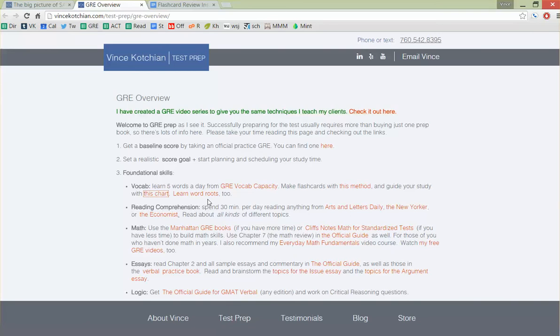Now for reading comprehension, I like to say 30 minutes a day, whatever you have time for really. And here are some great sources. I particularly like The Economist. You want to read about all kinds of different topics because your background knowledge of a topic is important in the comprehension of that topic. So if you get a passage about, like, architecture, it helps if you've read something about architecture at least once in your life, and you'll have just a bit of an easier time understanding it. Not to mention reading comprehension will also increase your vocabulary.